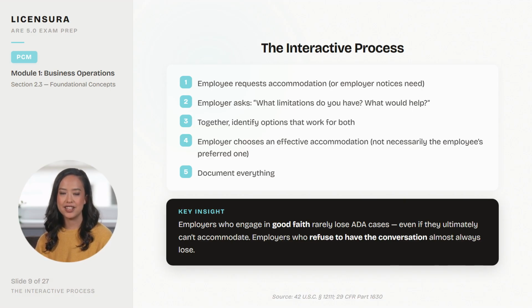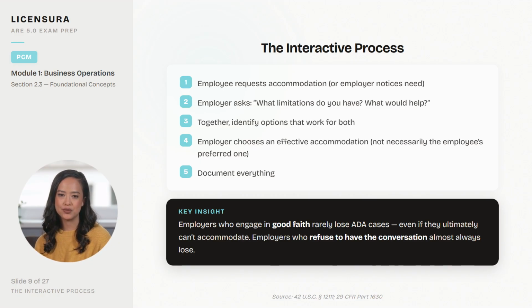And here's an important detail. It doesn't have to be the employee's preferred option, just an effective one. 5. Document everything. Write it all down. Here's the practical takeaway that really matters. Employers who engage in this process in good faith rarely lose ADA cases, even if they ultimately can't accommodate the employee.